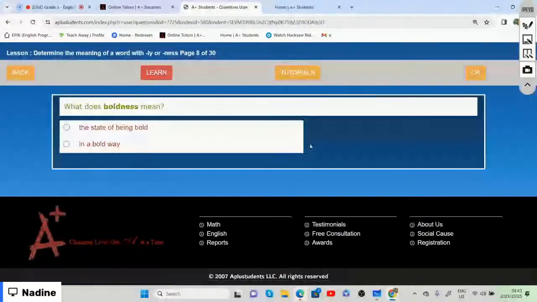All right. And what does boldness mean? Boldness is the state of being bold or in a bold way. All right, so we can say that boldness is the state of being bold.